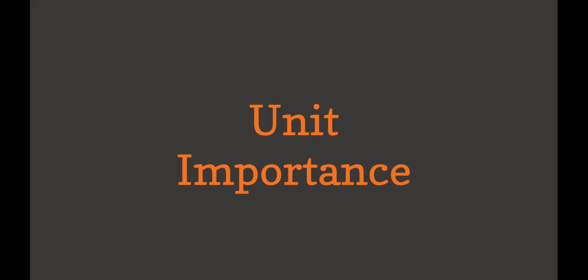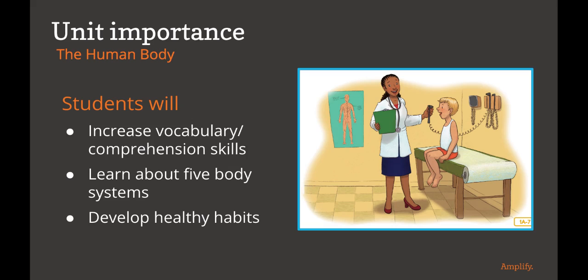Let's begin by grounding ourselves in the importance of what students will learn in this unit. In this domain, by listening, speaking, and writing about the human body, students will increase their vocabulary and improve their reading comprehension skills. They'll be introduced to a network of 5 body systems that together perform vital jobs. And students will learn about 5 keys to good health: eating a well-balanced diet, getting enough exercise and sleep, practicing good hygiene, and having regular checkups.